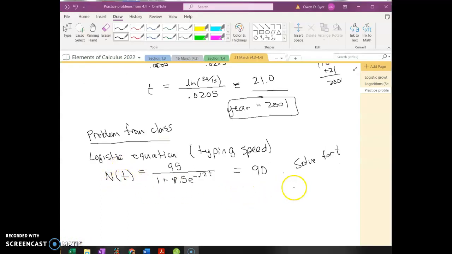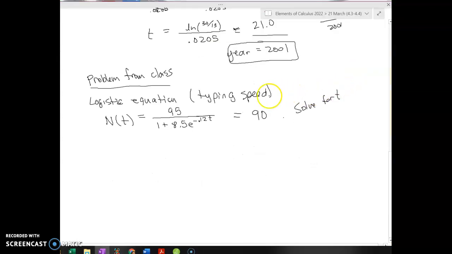Okay, the last problem we'll do is we had this problem in class where the typing speed was given by this function 95 over 1 plus 8.5 times e to the negative 0.12t, and the question was, when is the typing speed equal to 90 words per minute? And we said we would set that equal to 90 and we must solve. So let's try to solve that for t.